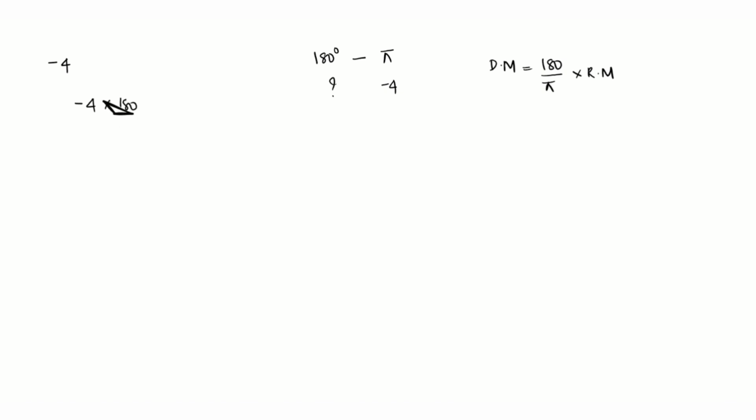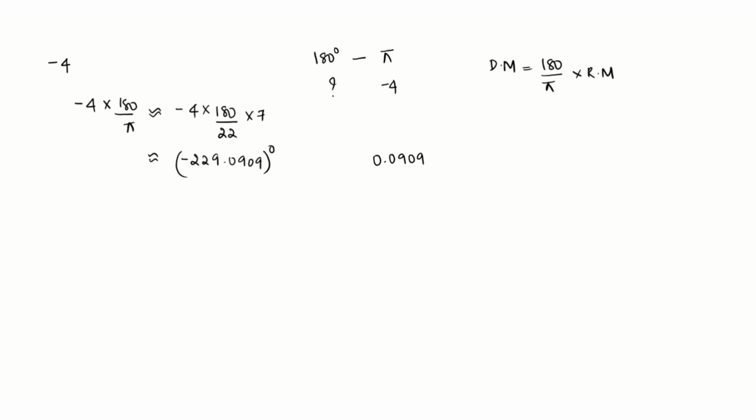Substituting the value of pi as 22 by 7, our answer will be approximately equal to minus 4 into 180 divided by 22 into 7. And that is approximately equal to minus 229.0909 degrees.